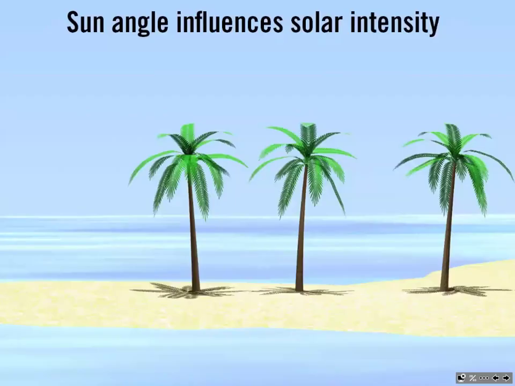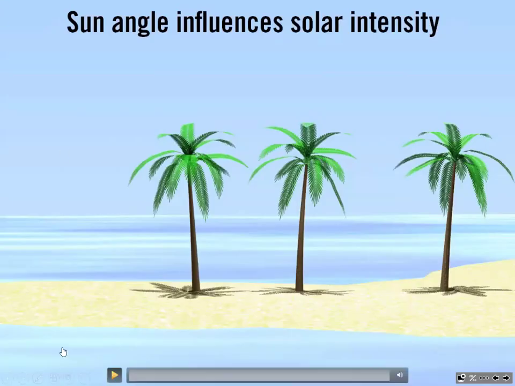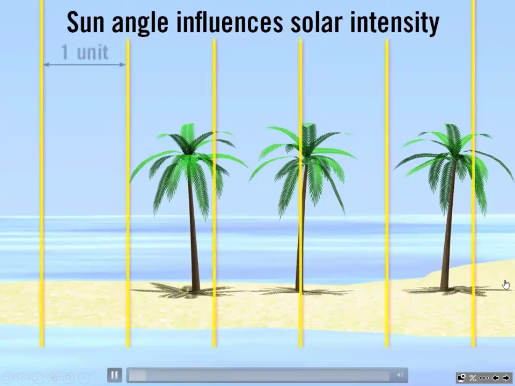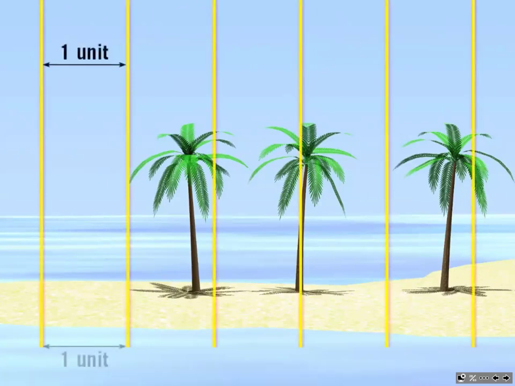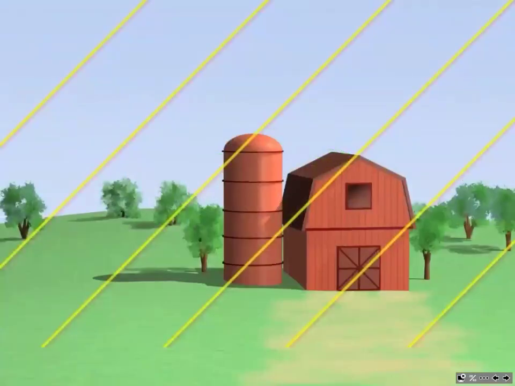So here is a short video showing how the angle of the sun influences solar intensity. At the equator, incoming sunlight hits the ground straight on. So 1 unit of sunlight is spread over 1 unit of ground area. It hits at a 90-degree angle. But at other latitudes, the story is different.